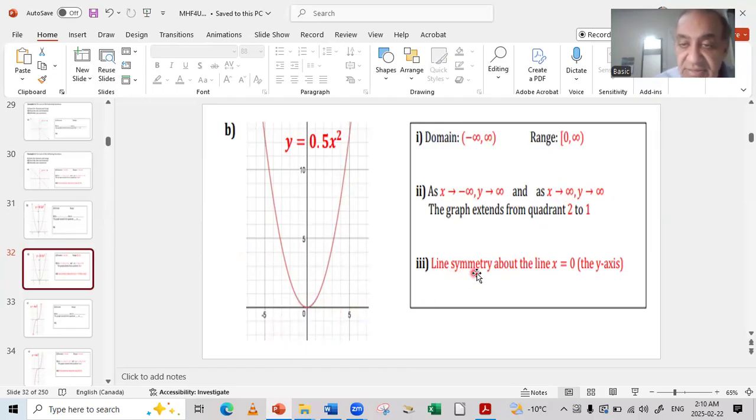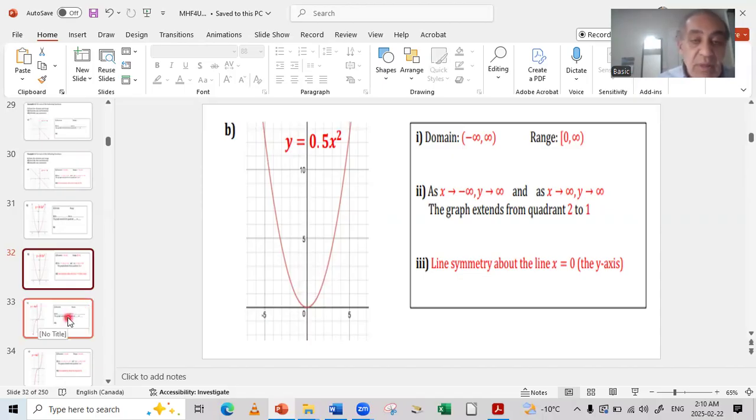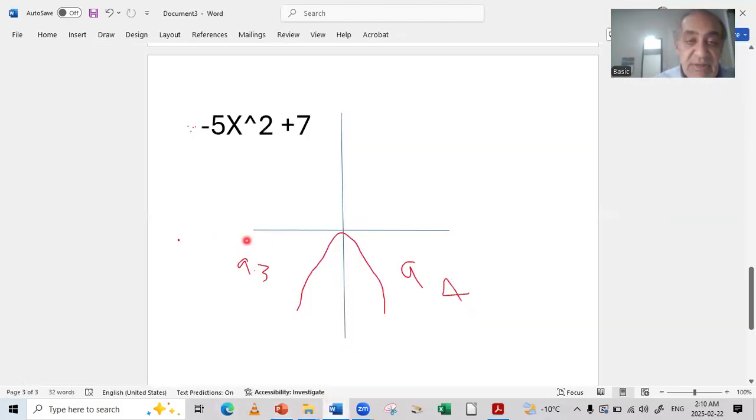There is line symmetry about the line x equals 0. Here, this is the line of symmetry. It is the y-axis actually, because it divides the two sides into the same. But it doesn't mean that the symmetry is always about the axis, sometimes this curve might be a little bit up and still there is symmetry. Let me tell you something. It can be like this.